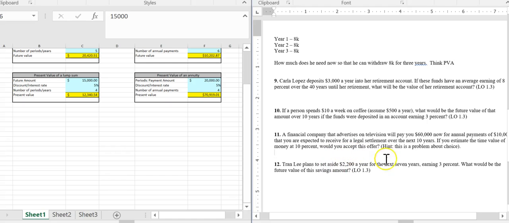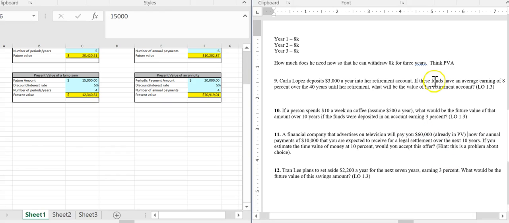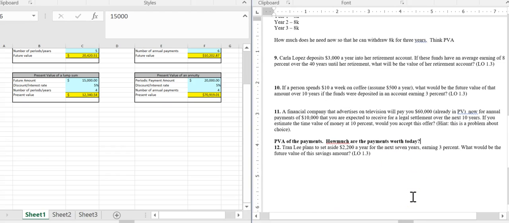This financial problem is again about a choice. You can take $60,000 now or these payments of $10,000. So remember now, this is already in present value. What you need to do is do present value of annuity of the payments. How much are they worth today? And then finally, Tran, he's setting aside $2,200 for 7 years. What would be the future value? So I think you can handle that one.